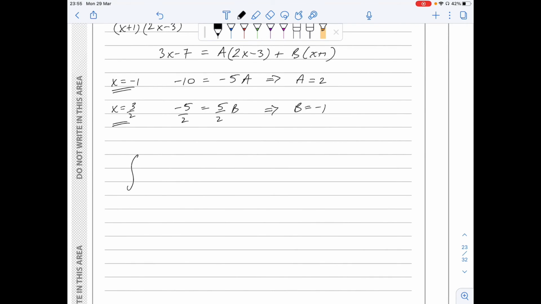So I have the integral of 3 plus 2 over x plus 1 minus 1 over 2x minus 3 dx, and this will give me 3x plus 2 ln of x plus 1 minus 1/2 ln of 2x minus 3 plus c.